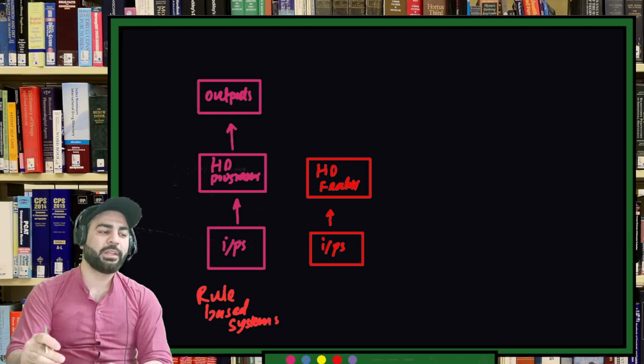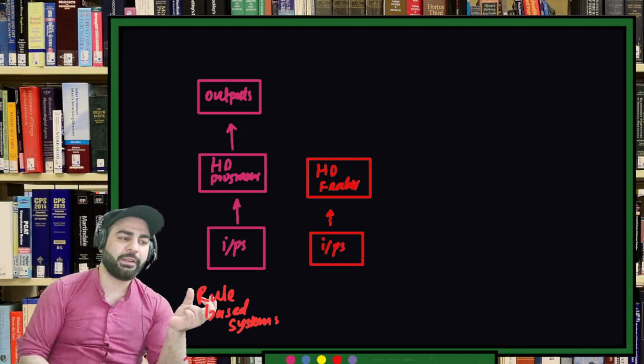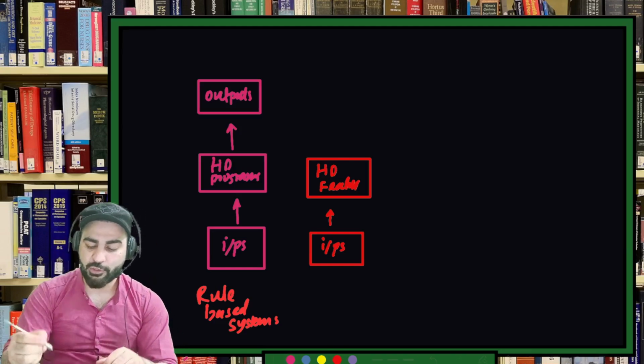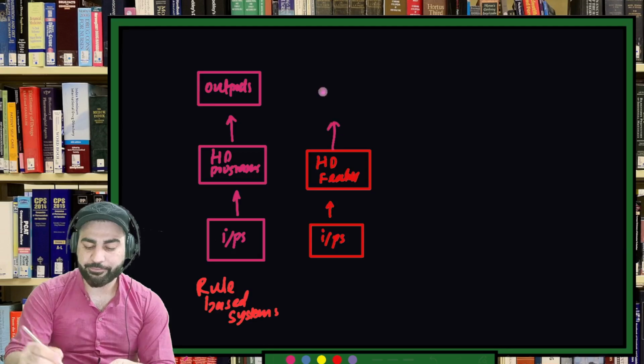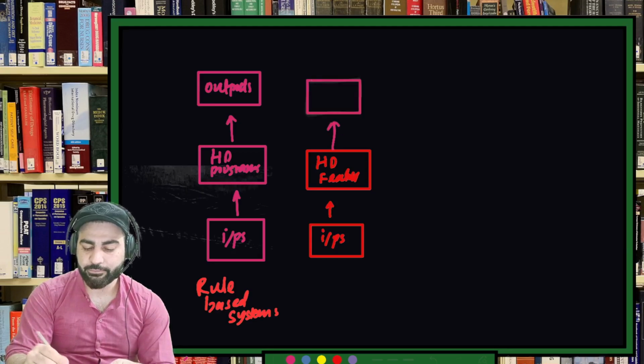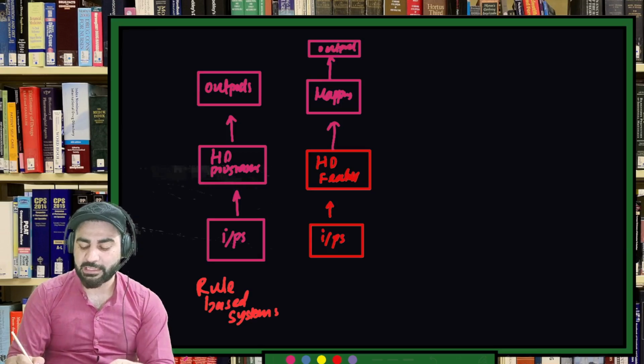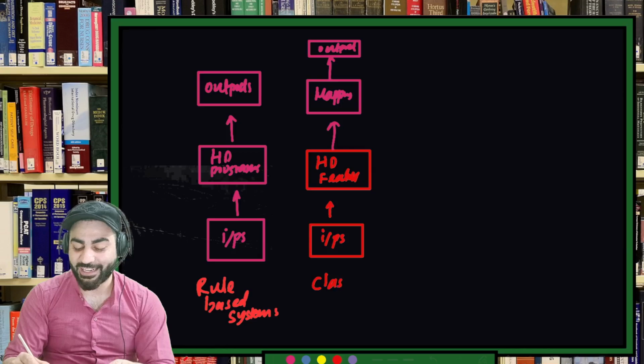So from this, the output was a mapping from these features. We learned a mapping of these inputs to the outputs. This is what we learned. This was our classical machine learning.